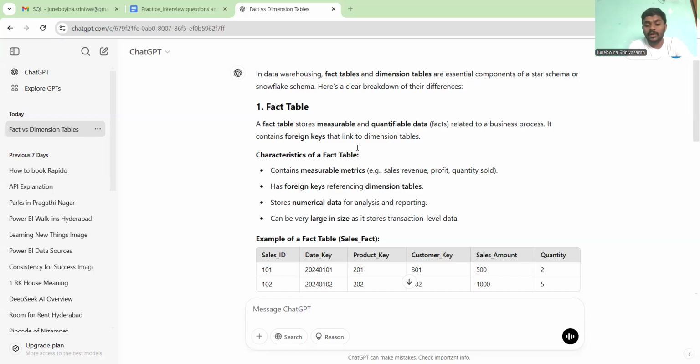Fact table stores numerical data for analysis and reporting. Fact table can be very large in size as it stores transactional level data. So fact tables are mainly used for storing numerical data, and the data is used for analysis and reporting. Fact tables are generally very large in size. It stores transaction level data. Example of a fact table: sales. The columns presented in the fact table are sales ID, date key, product key, customer key, sales amount, quantity.